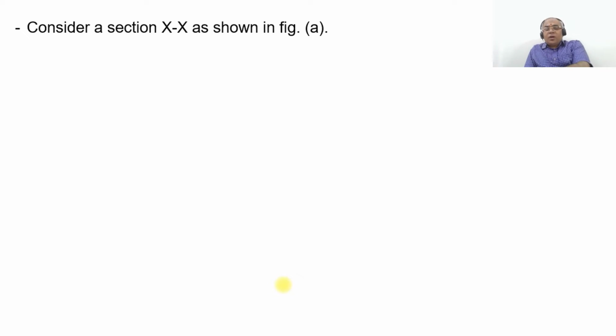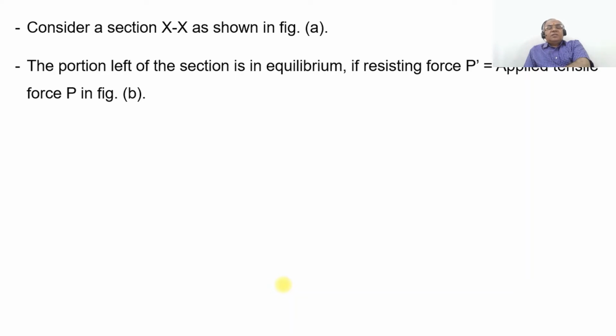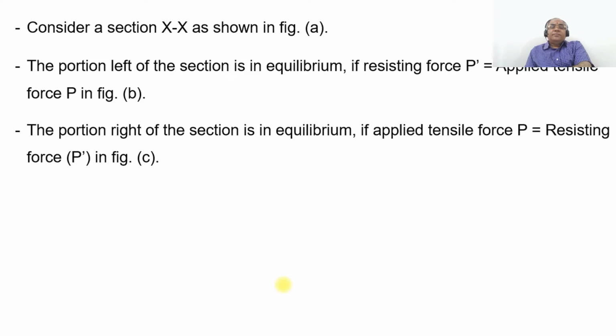Now, this is what we have explained. Consider a section XS, as shown in figure A. The portion left of this section is in equilibrium if the resisting force P dash is equal to the applied tensile force, again as shown in figure B. Similarly, the portion right of the section is in equilibrium if the applied tensile force P is equal to the resisting force P dash, which is in figure C.